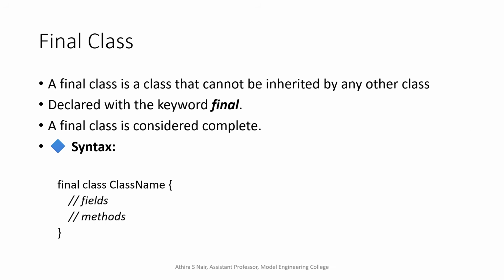The next is final class. Sometimes we don't want anyone to inherit a class. In that case, we declare it as final. So a final class is a class that cannot be inherited by any other class, and we can declare it with the keyword final. So a final class is considered complete. The general syntax is final class, then write the class name, and inside the braces we can write the fields and methods.